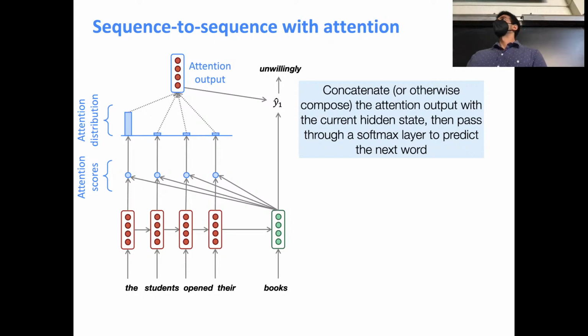So the attention output vector, that's a fixed size vector, or is it? Yeah, it's usually the same dimensionality. It doesn't have to be, but it's usually the same dimensionality as the key vectors. So in this recurrent example, yeah.